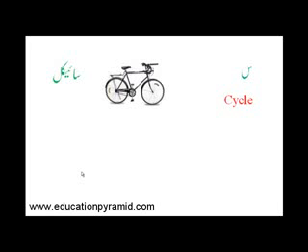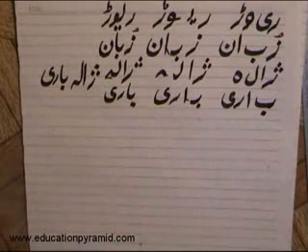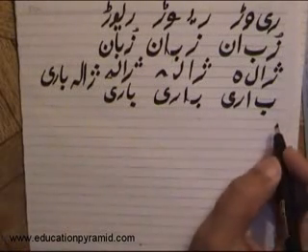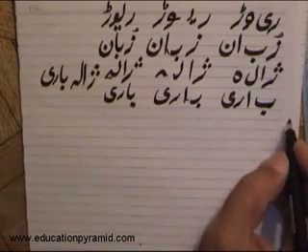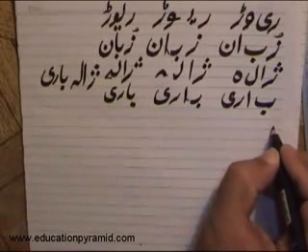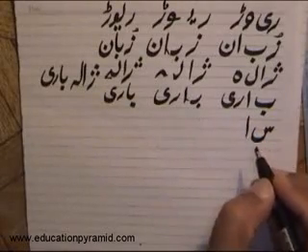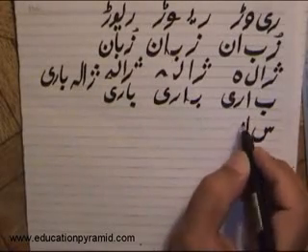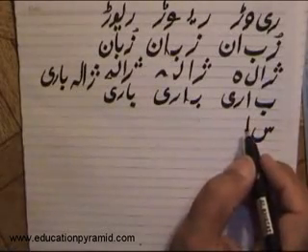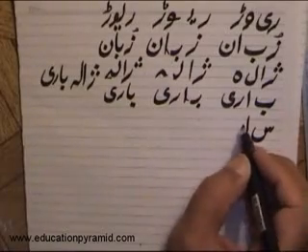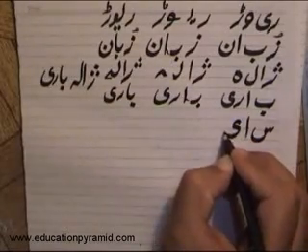Seen, cycle. Cycle is again an English word, so we use it as it is in Urdu. Seen, cycle. In cycle, we have seen and alif. Then after alif, if we have an e sound or ye sound, we use hamza.